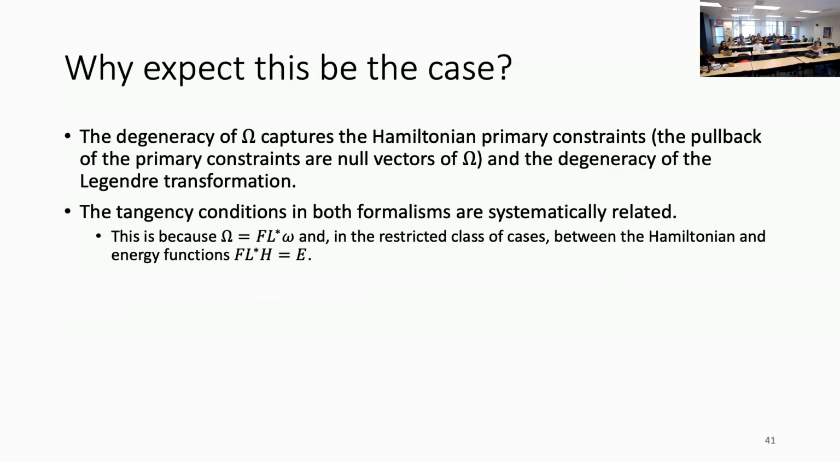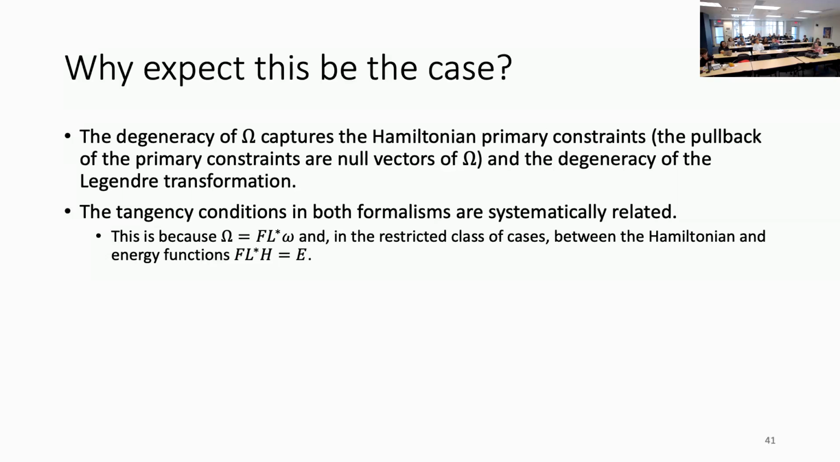So just to give two vague gestures at why I think this is the case. The one is that the degeneracy of this two form on the Lagrangian side captures effectively the Hamiltonian primary constraints, which is just because if we think about the pullback of the primary constraints, they are null vectors of this thing on the Lagrangian side. And it captures the fact that our Legendre transformation is not a local diffeomorphism.